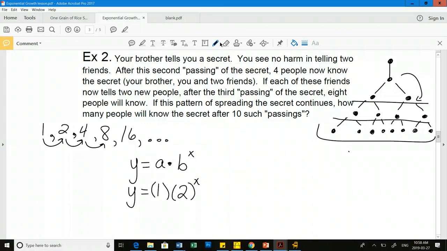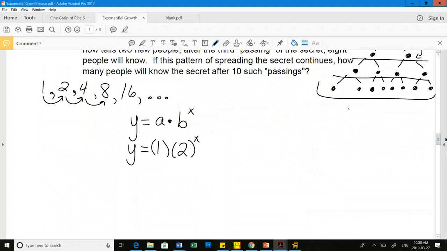Okay? And we're talking about x in terms of number of passings. So the growth period here is just each one passing. This is the total number of people that know. So I should be able to actually calculate this pretty quick. After 10 passings, I'm going to calculate 2 to the exponent 10. And of course, when I multiply by 1, it actually doesn't really change anything. So 2 to the 10 should give me the total number of people that know after the 10th passing.